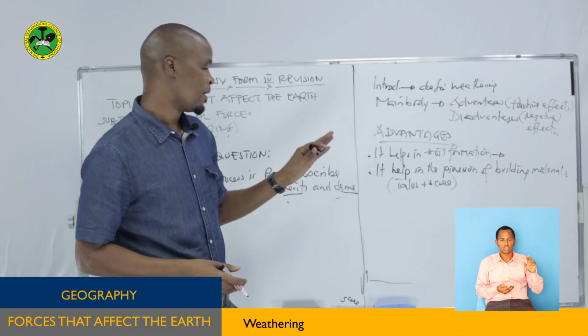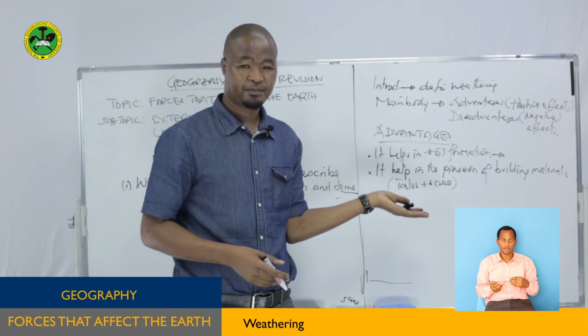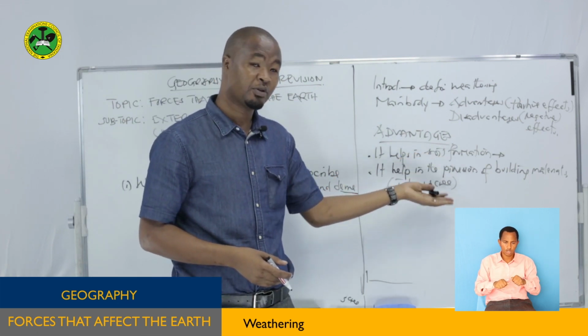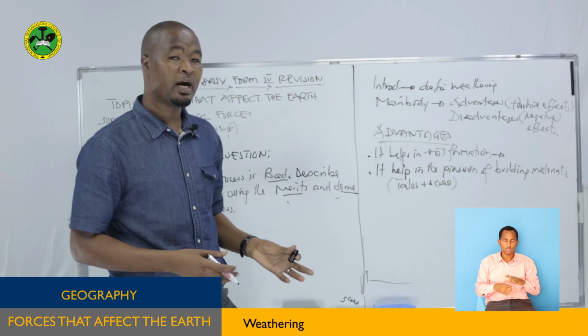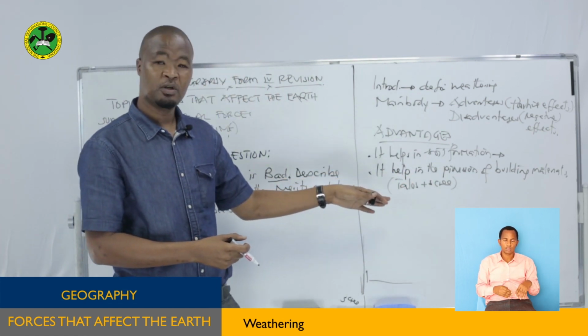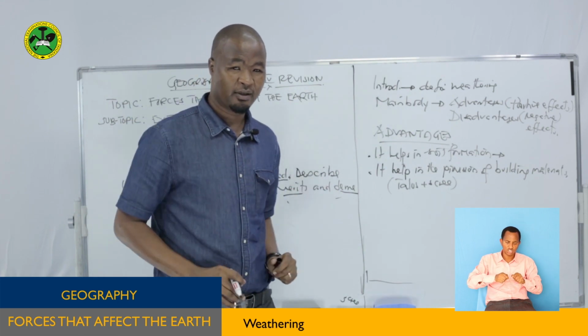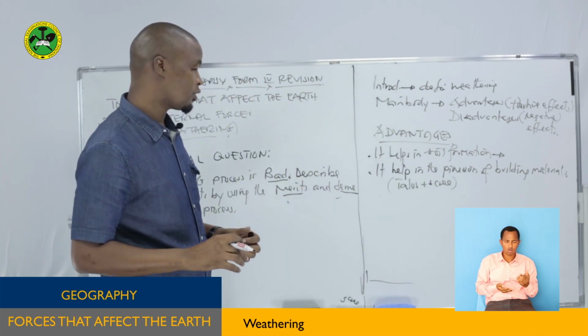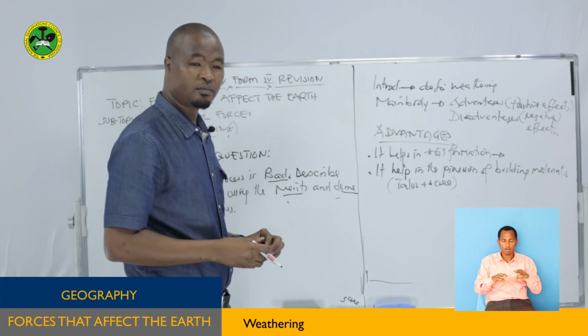Are we together? Also, we can have sand. For instance, in soil, we can use sand as a building material. What happened? There was sandstone, which has undergone disintegration and formed what we call sand. So we use the sand soil in the construction of buildings.